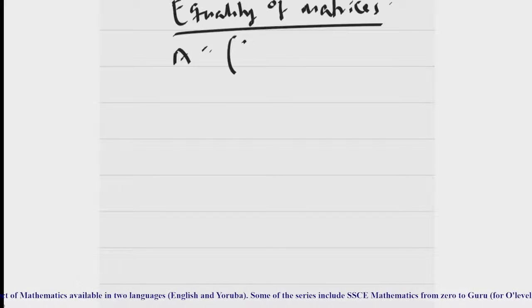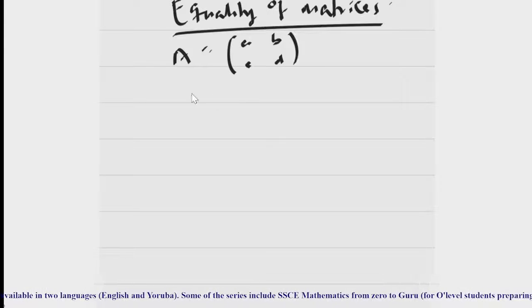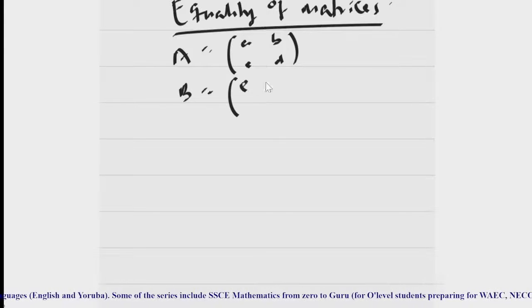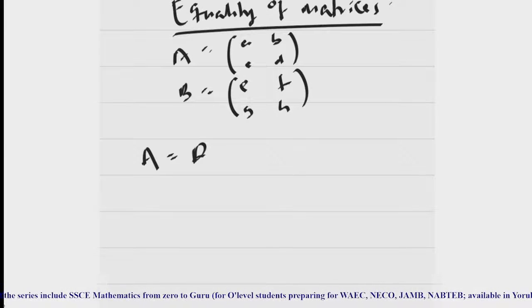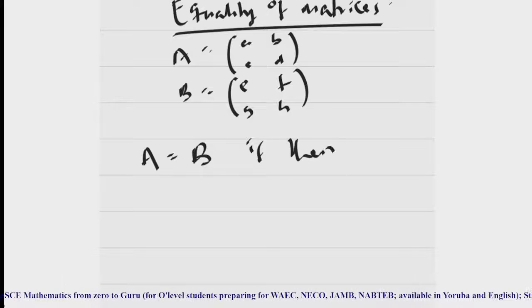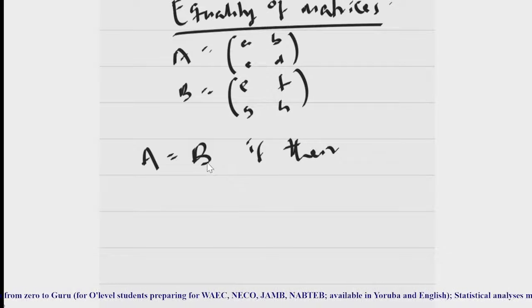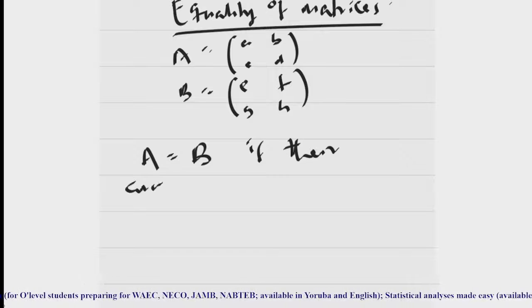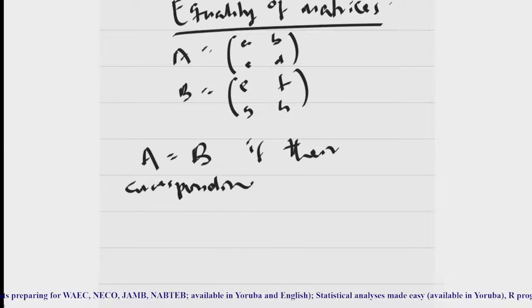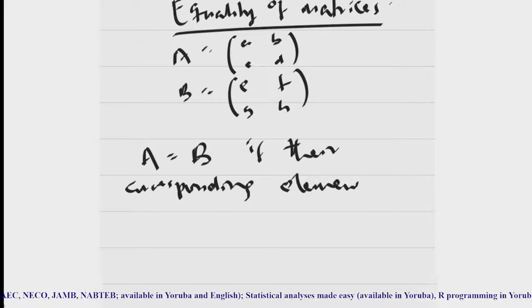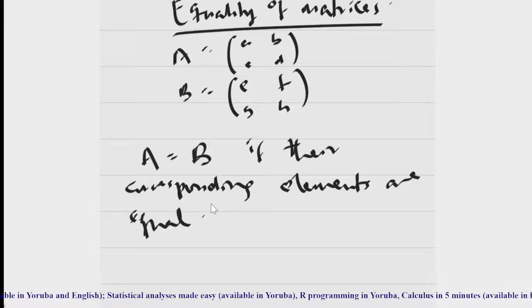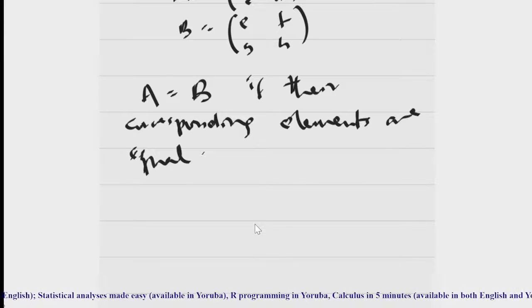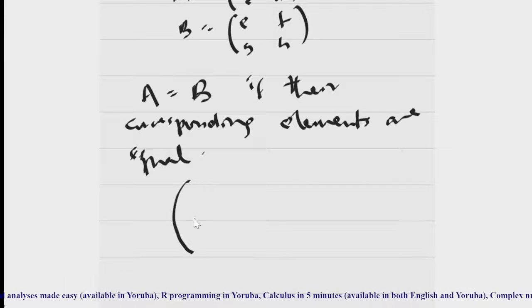Two matrices A and B, let's say my matrix A is a, b, c, d, and my matrix B is e, f, g, h. Then matrices A and B are said to be equal if their corresponding elements are equal. That is, row 1, column 1 of matrix A is equal to row 1, column 1 of matrix B.